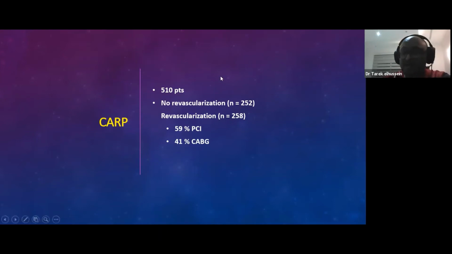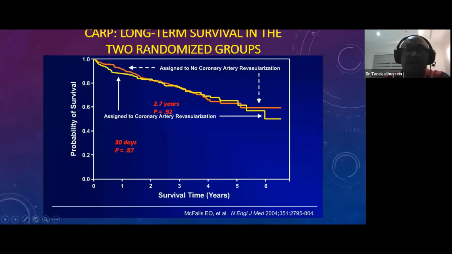The CARP study actually answered that. They looked at 500 patients randomized to revascularization or no revascularization. All of those patients were high risk, going for high risk surgery, and they had extensive ischemia on non-invasive testing. About 60% went to PCI, and 40% had CABG. They looked at the immediate effect and the long-term effect. At 30 days, the p-value was not significant. And with extended follow-up, up to 6 years, there was no significant difference. So the answer is that revascularization done immediately before surgery does not affect the outcome.